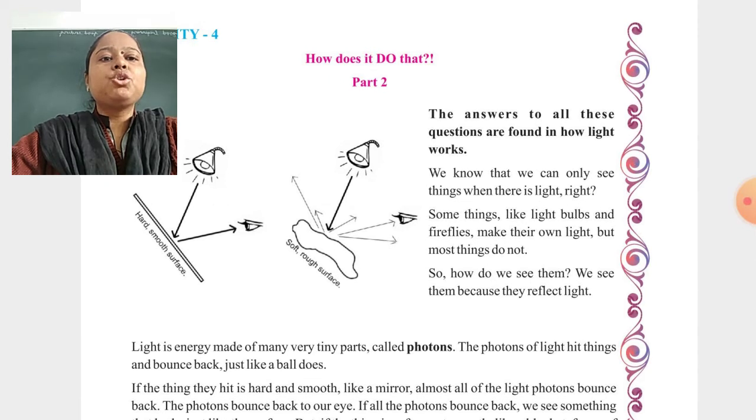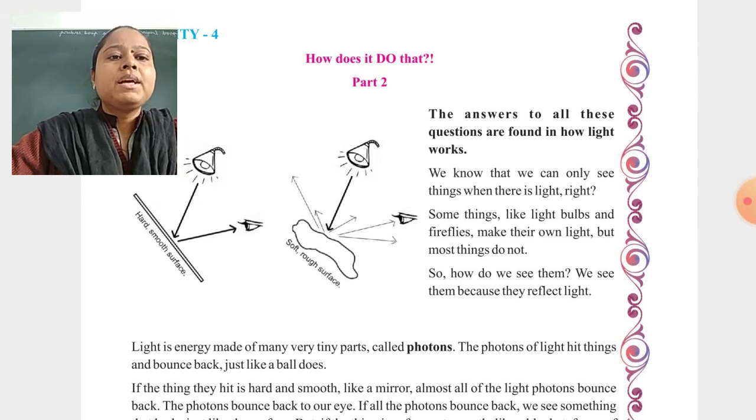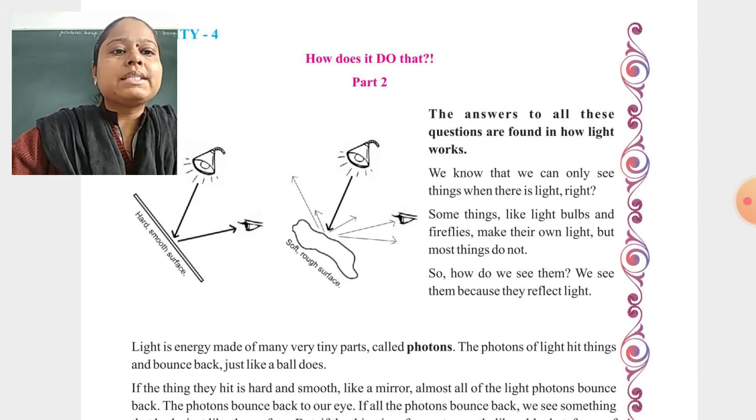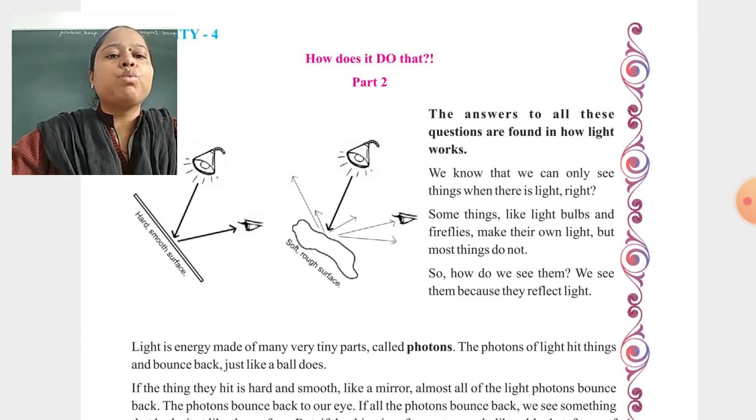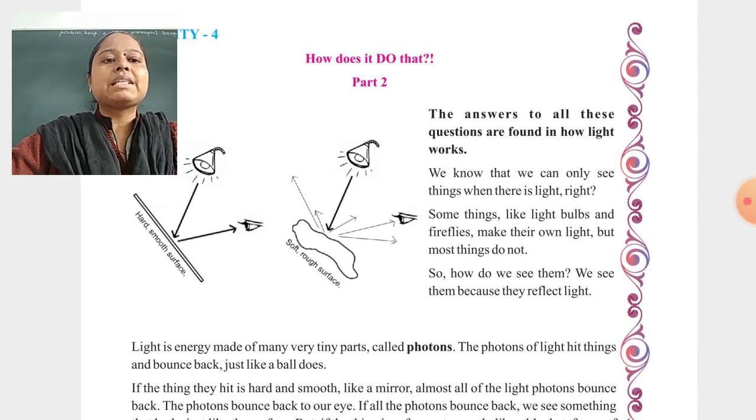How does it do that? Part 2. So let's see, students. The answers to all these questions are found in how light works. Many questions come to our mind. In the previous video we also discussed the difference between the oven and the microwave oven, how the refrigerator works, how the washing machine operates, and the work of the mirror, magnifying glasses, and the zoom in the camera. The answers to all these questions come from how light works.